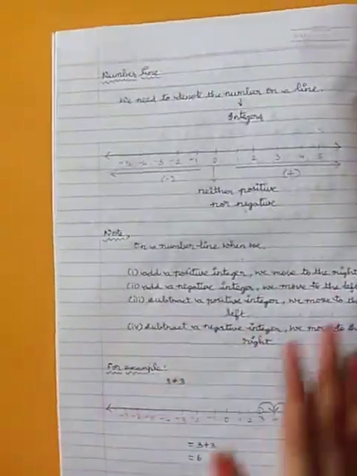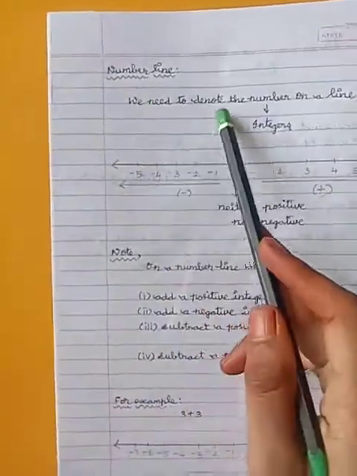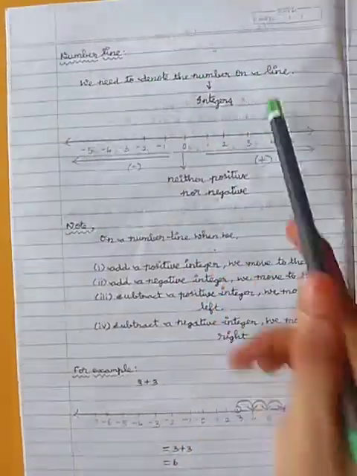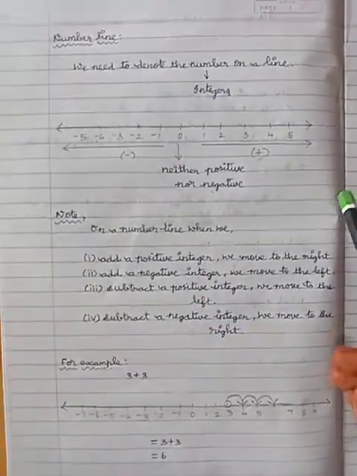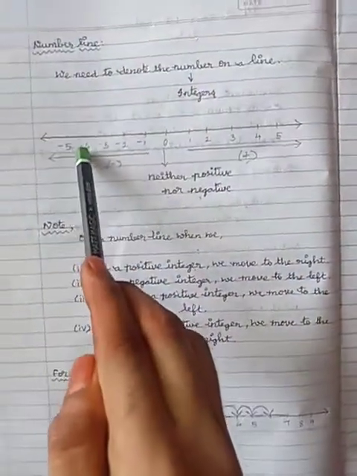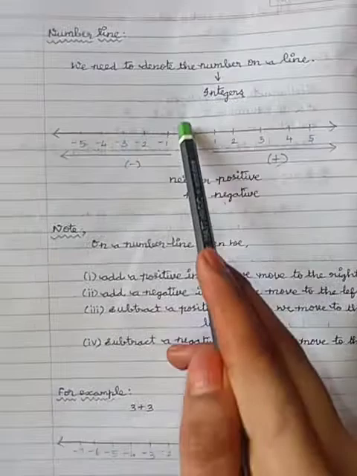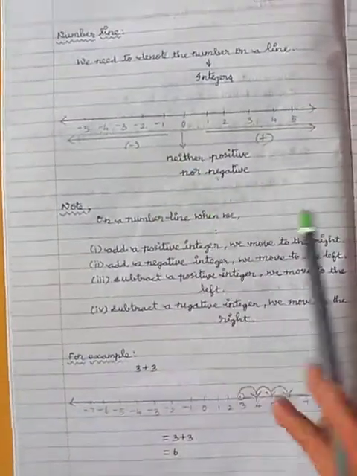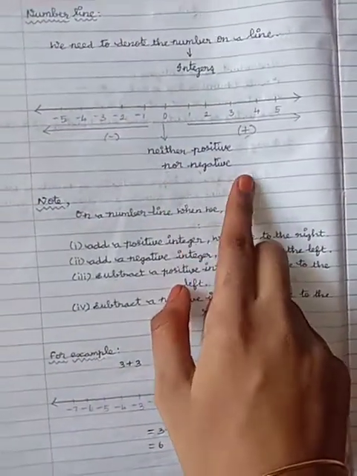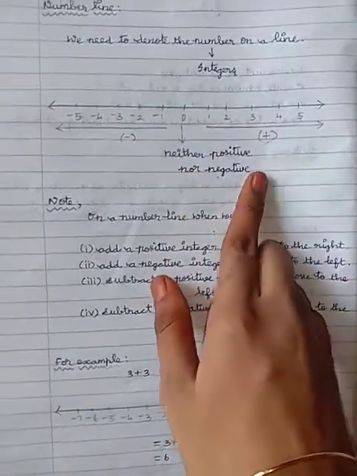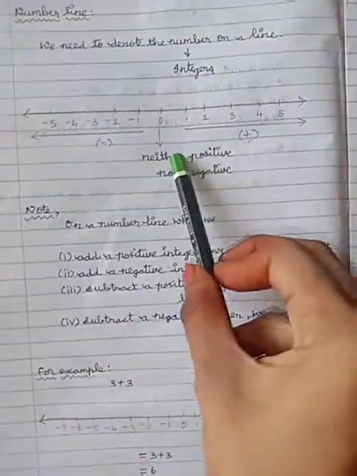Now we are going to revise the number line. We need to denote numbers on a line. Here the numbers represent integers. There is a line, and the line will extend in these two directions. In the middle we are going to write 0, because 0 is neither positive nor negative. In one-word questions they will ask which number is neither positive nor negative. 0 is the middle value, separating the positive and negative integers. These are positive integers.